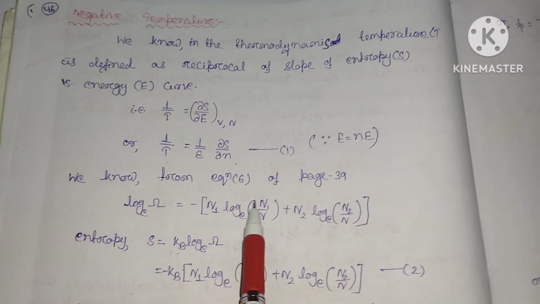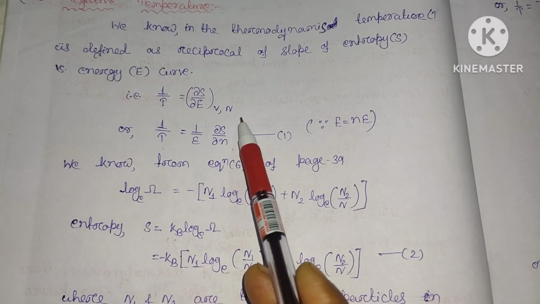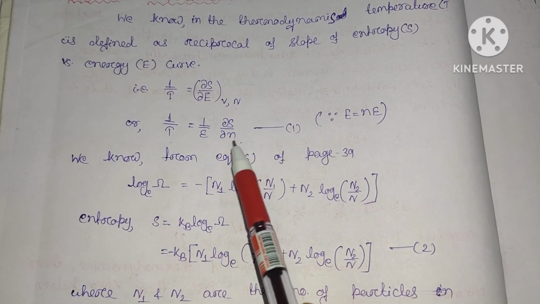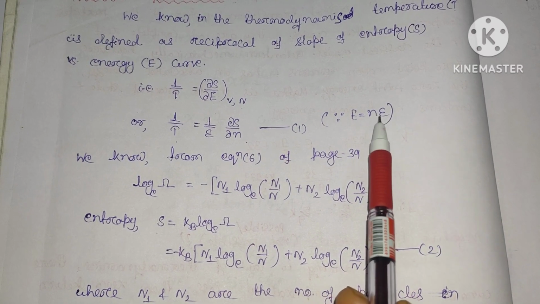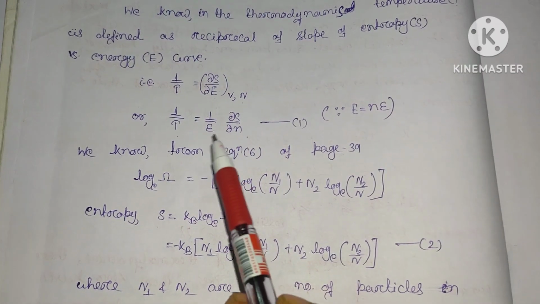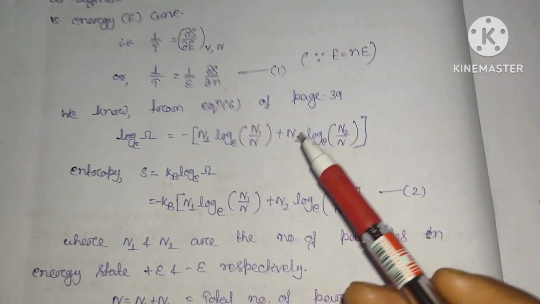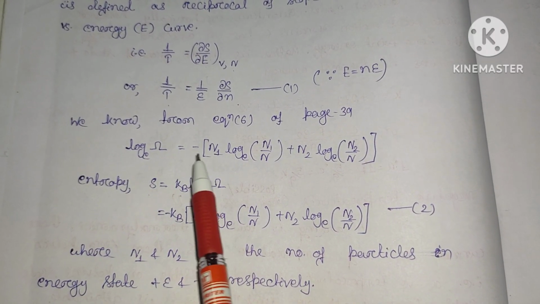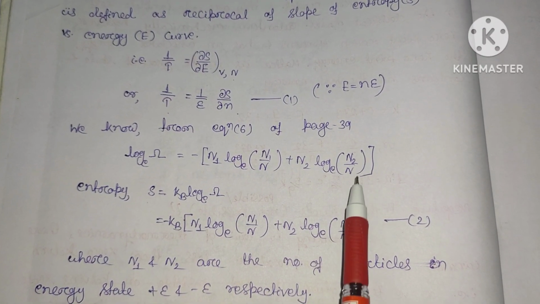Now consider 1 by T equal to dou S by dou E at constant V and N. So this 1 by T equals 1 by epsilon dou S by dou N, since E, the total energy, equals N into epsilon, where N is N1 minus N2. So we can write this simply as 1 by epsilon taken outside, dou S by dou N. From the previous video we have calculated that log omega will be equal to minus N1 log of N1 by N plus N2 log of N2 by N.